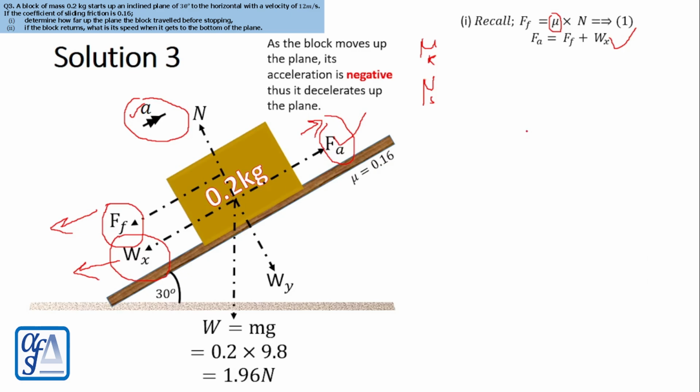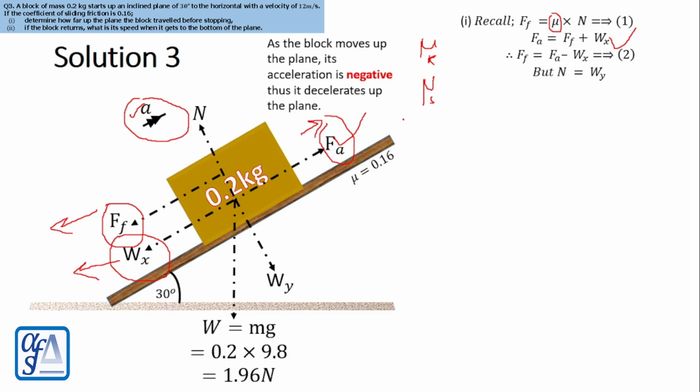Now, the next thing we want to talk about is that we want to look at the frictional force, making the frictional force the subject. So if F sub A equals to F sub F plus W sub X, that means frictional force equals what? Force applied minus W sub X. So let's make that equation 2. Now, here we have F sub F equals to mu N, right? So let's substitute N. Before we do that, let's look at what N is.